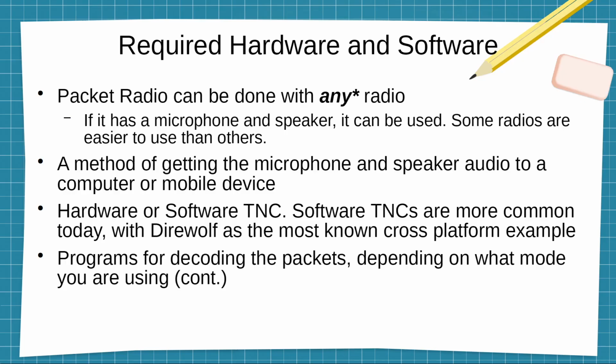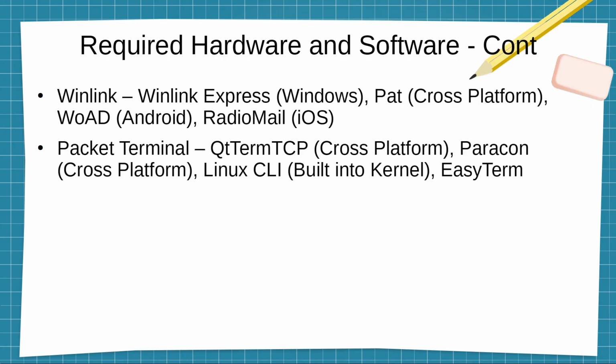The only other thing you'll need is a program to decode the packets, and that depends on what you're trying to do with packet radio. A good example would be Winlink. Winlink is a program that amateurs use to send emails back and forth. If you have a packet Winlink connection that you're trying to make, you'll need your radio, you'll need some sort of TNC, whether it's hardware or software, and then an application to actually manage the email sending and receiving for you. On Windows, the most well-known is Winlink Express. There are a few others out there. Pat, which is a good cross-platform one that's popular with Linux users.